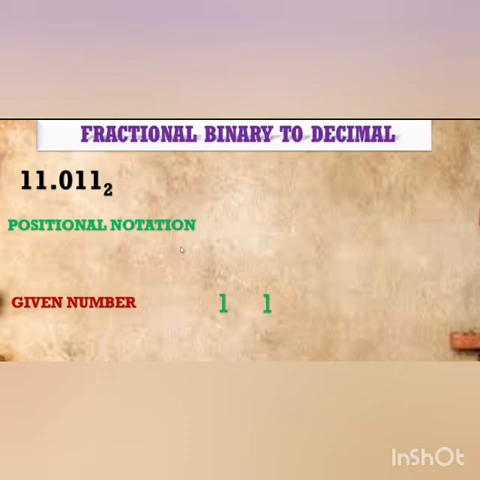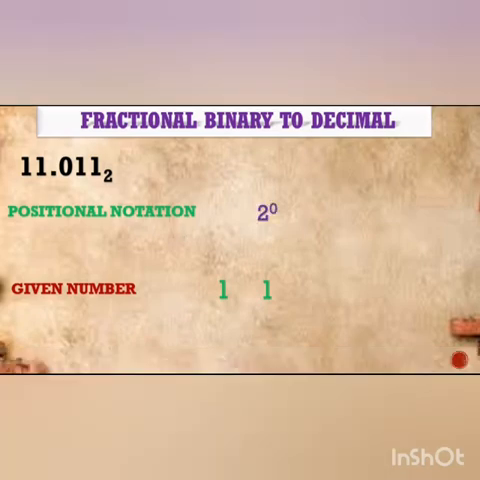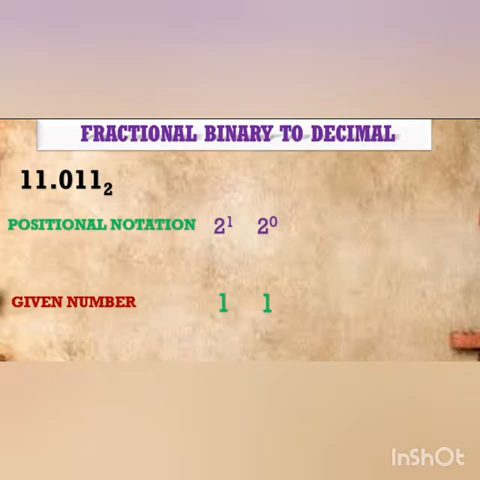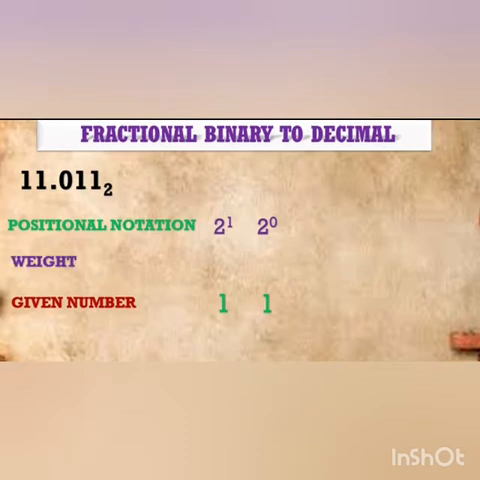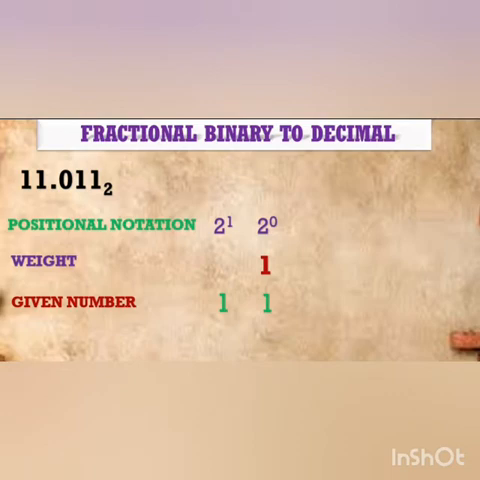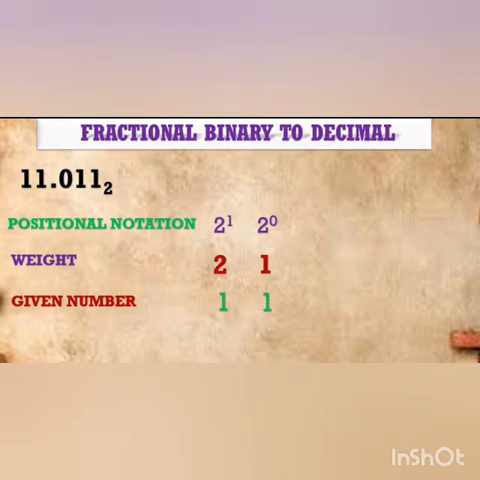So for the integral part alone, we do the positional notation method. You have to write 2 power 0, 2 power 1. The given number is 1 1 and the positional notation is 2 power 0 and 2 power 1. For each positional notation, we write the equivalent weight. 2 power 0 is 1, because anything power 0 is 1. So the weight is 1. 2 to the power of 1 is 2.